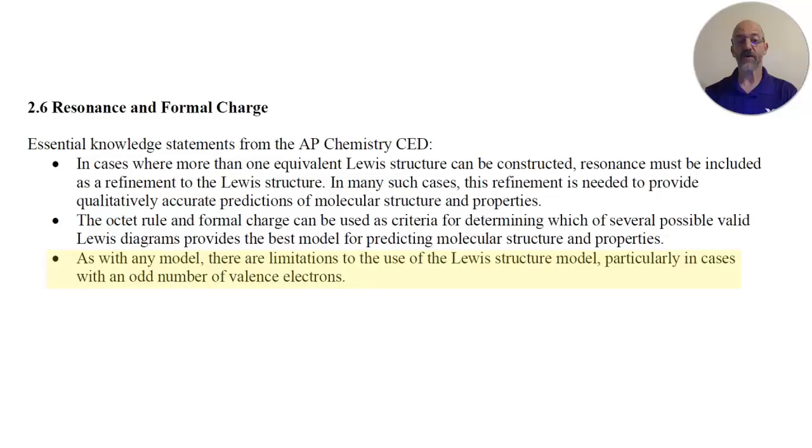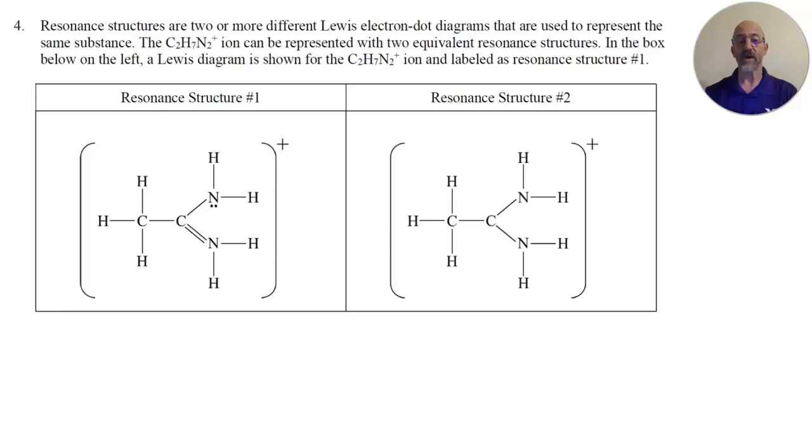As with any model, there are limitations to the use of the Lewis structure model, particularly in cases with an odd number of valence electrons. Now let's move on to the practice for topic 2.6. This is question 4. Question 4 involves the concept of resonance structures.